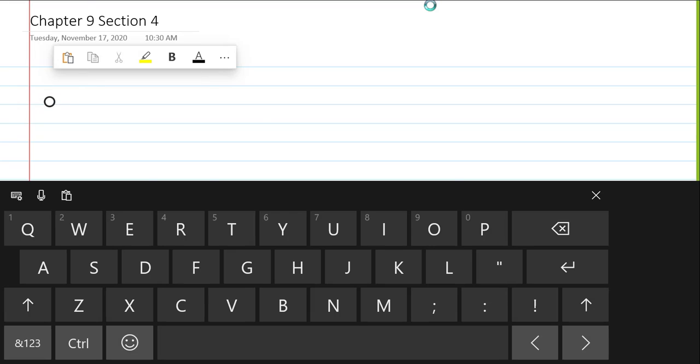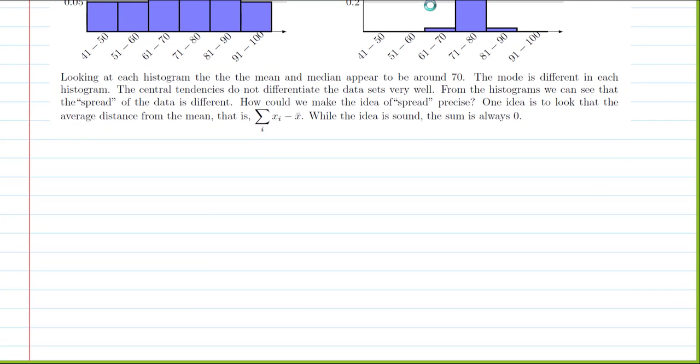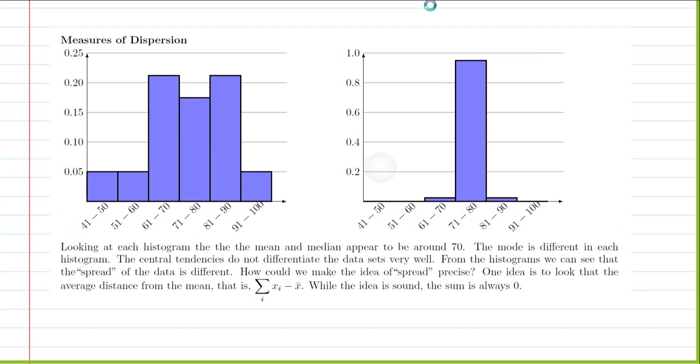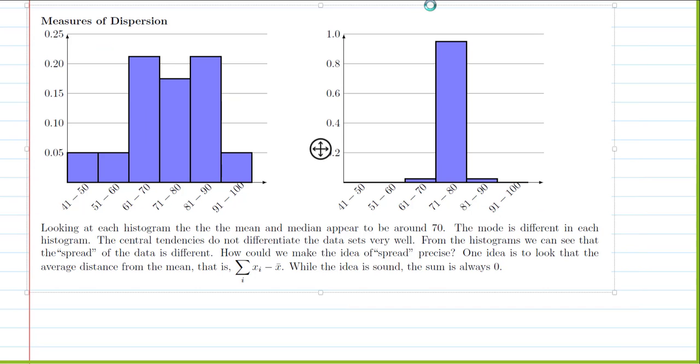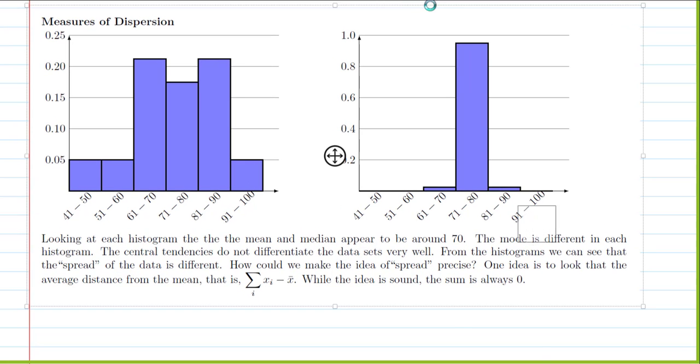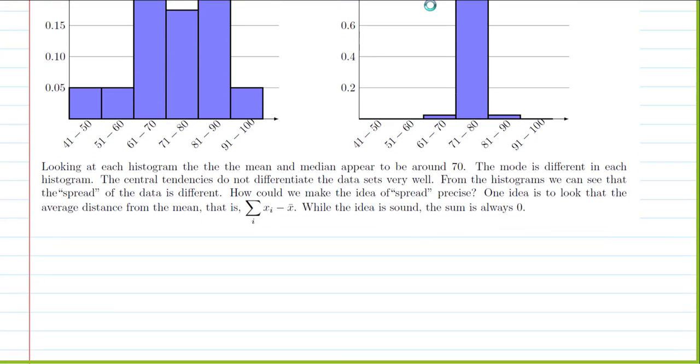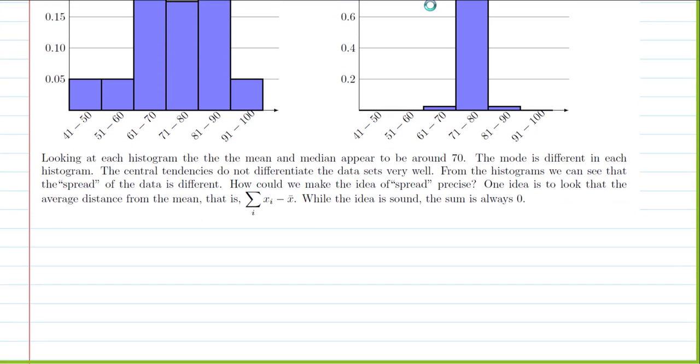If we wanted to talk about how spread out the data is, why can't we just look at the distance from each data point to the mean? Each data point minus the mean would be the distance from the mean. Why, if we did that and added all of them up, would we get 0?